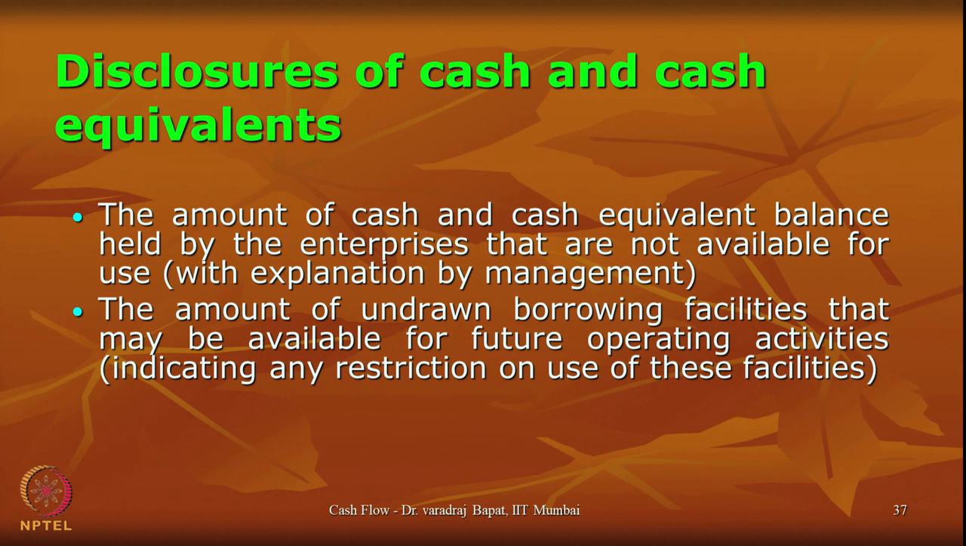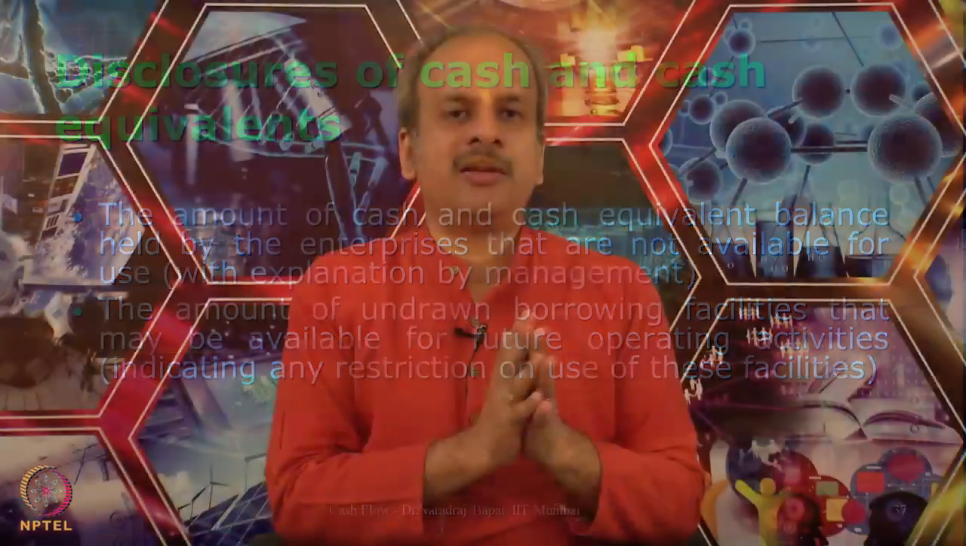Suppose we are having a branch in Afghanistan. We have some cash there, but a lot of terrorist activities are on. So, we are unable to use it. We will have to separately disclose it. So, any such cash or bank balances not available for business will be separately disclosed.